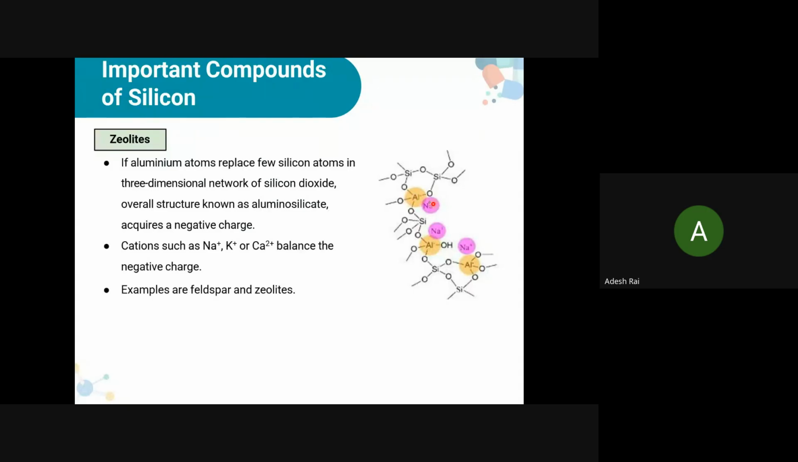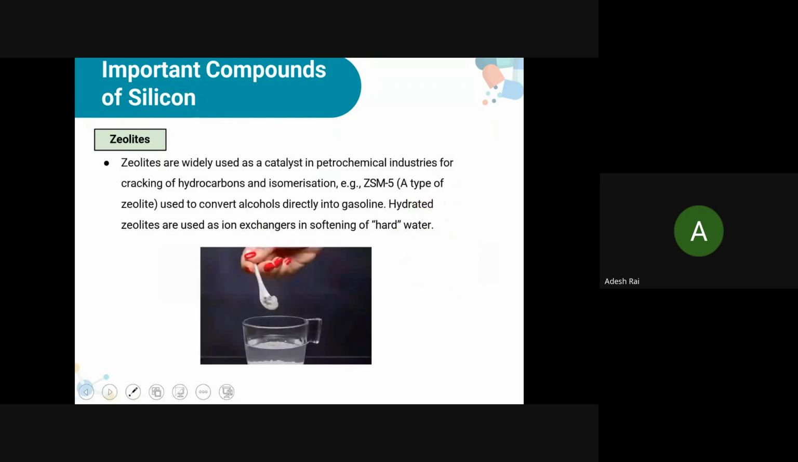You got the point? Because SiO4, what is the overall charge? Minus 4, on one tetrahedral unit. So to balance the minus 4 charge, we require plus 4 charge. Silicon was plus 4, but aluminum is from the boron family, so it is plus 3. Therefore, we require one more plus charge. So we take sodium plus. Is that clear to all? You can also take potassium plus.